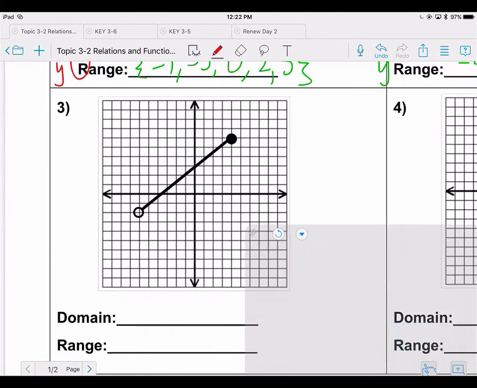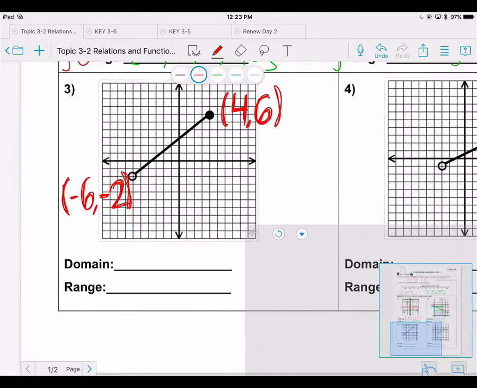So for problem 3, again, I'm going to write my points. So this is the point 4, 6. We go to the right 4, so it's positive. We go up 6, so it's positive. And this is the point -6, -2. So we go left 6, down 2, so they're both negatives.